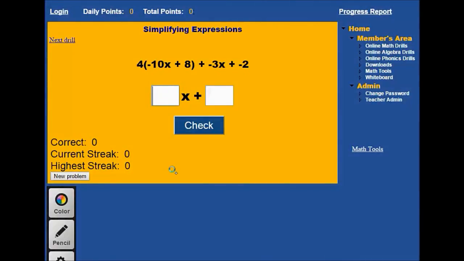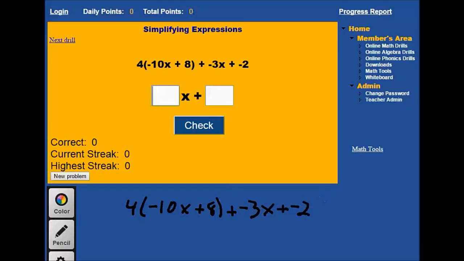So basically, we're dealing with PEMDAS: parentheses, exponents, multiplication, division, addition, subtraction from left to right. Or please excuse my dear Aunt Sally. But simply, what we're going to do is any multiplying, in this case distributive property, and then we're going to combine like terms. So here we go. We have 4 times negative 10x plus 8, plus negative 3x plus negative 2.